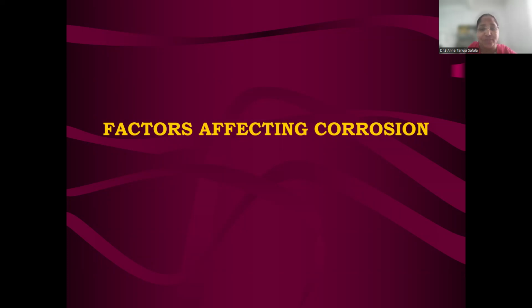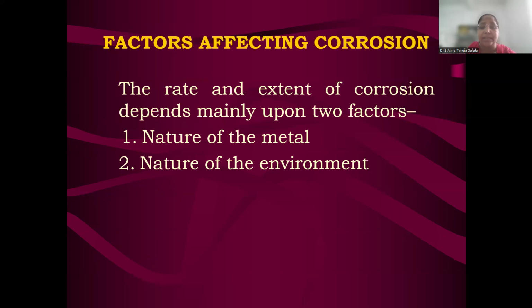Since it is a natural phenomenon, we cannot stop it, but we can have control over corrosion. If we are able to know the factors influencing the rate of corrosion, we can get an idea of how to control it. Hence, today we are going to discuss factors affecting the rate of corrosion. Various factors can influence the rate of corrosion, which can be broadly categorized into two parts.